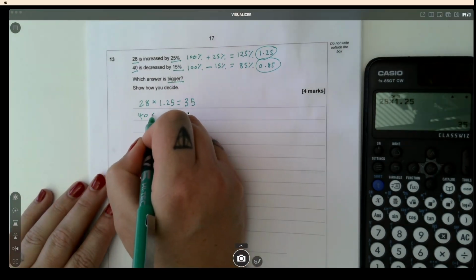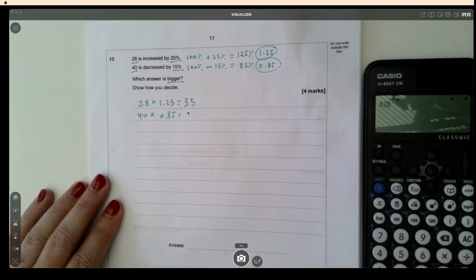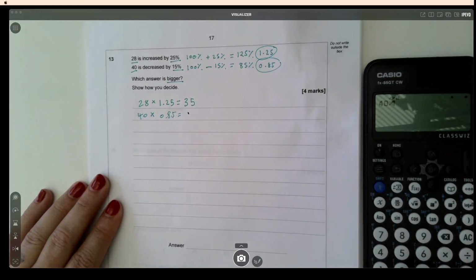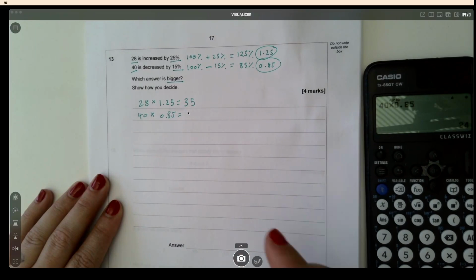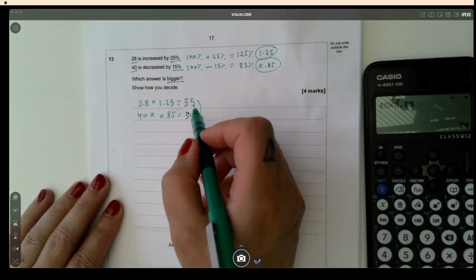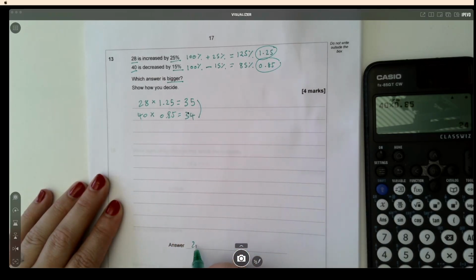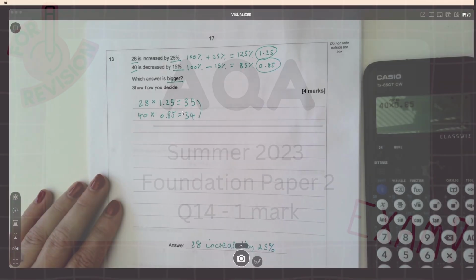So 40 multiplied by 0.85, again, it's a calculator paper, is 34. So now I need to compare them. Which is bigger? 35 is bigger than 34. So 28 increased by 25% is bigger than 40 decreased by 15%.